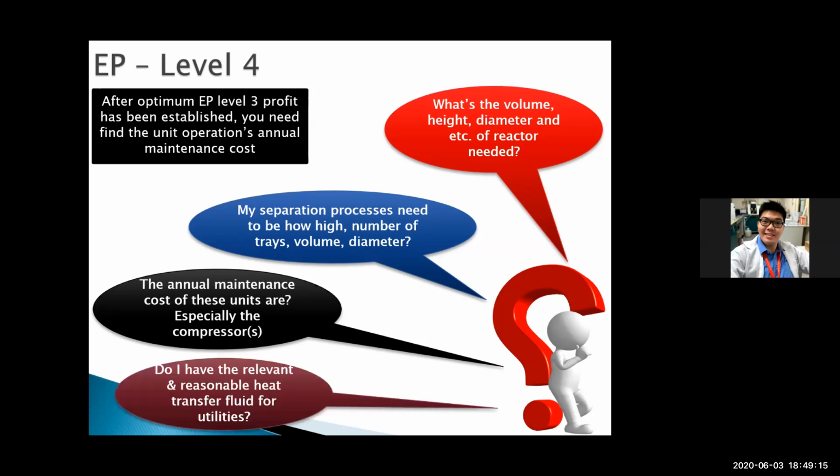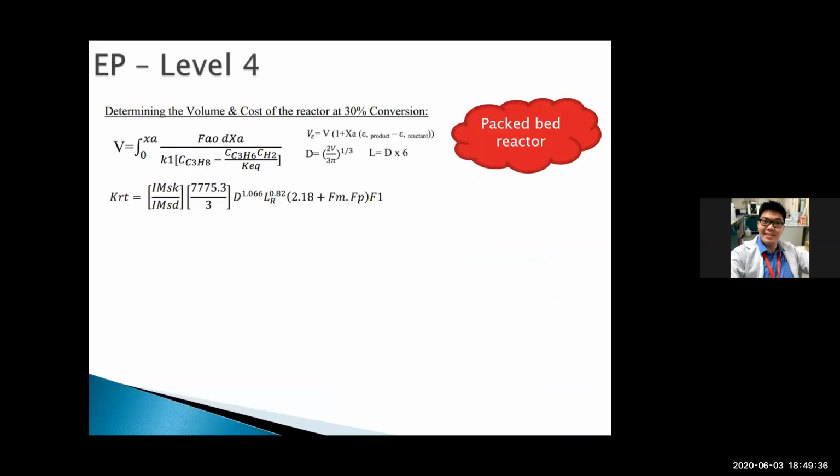And do you have a reasonable heat transfer fluid? Let's say your operating condition is -70. Do you have a fluid that can make your stream go down to -70? As this will be included in your cost as well. Just something brief for EP level 4.